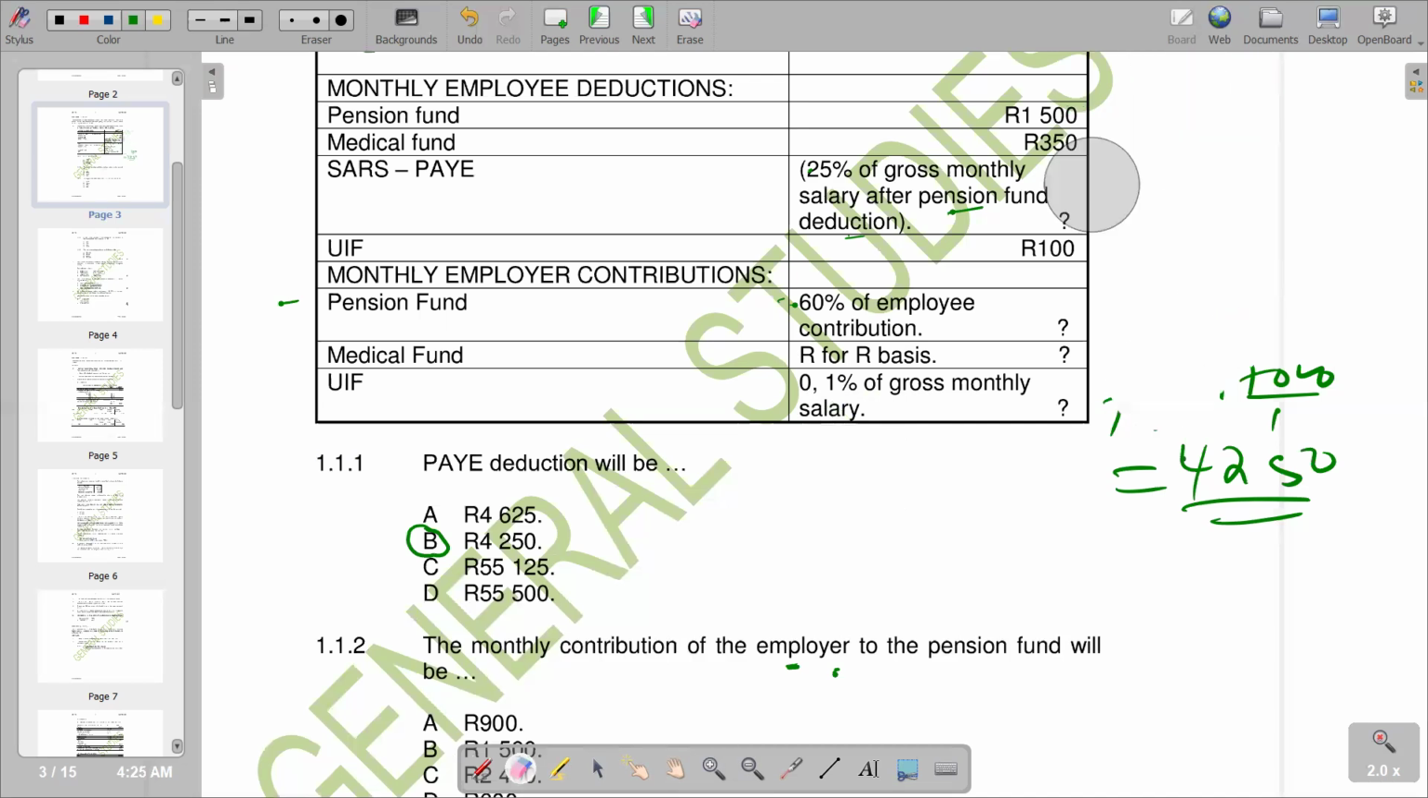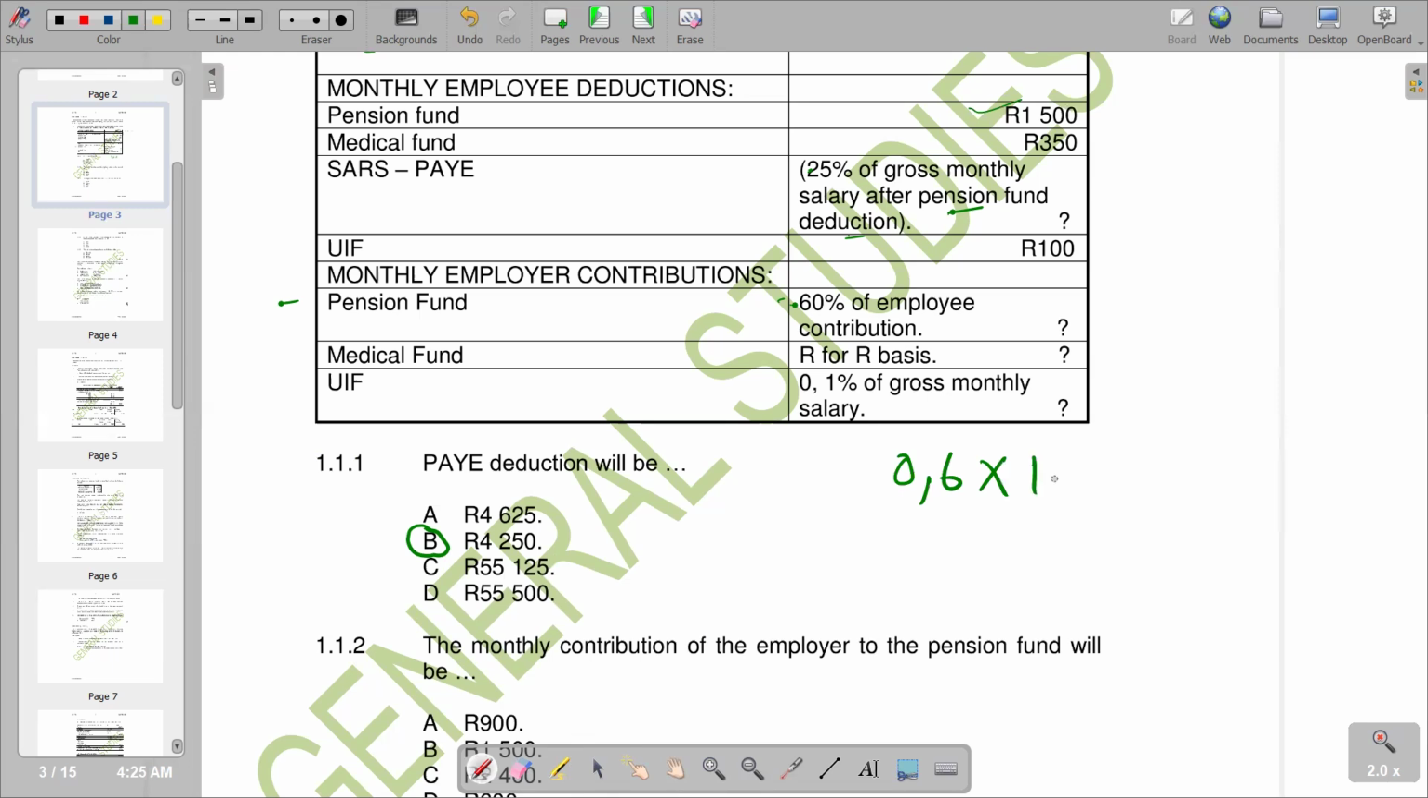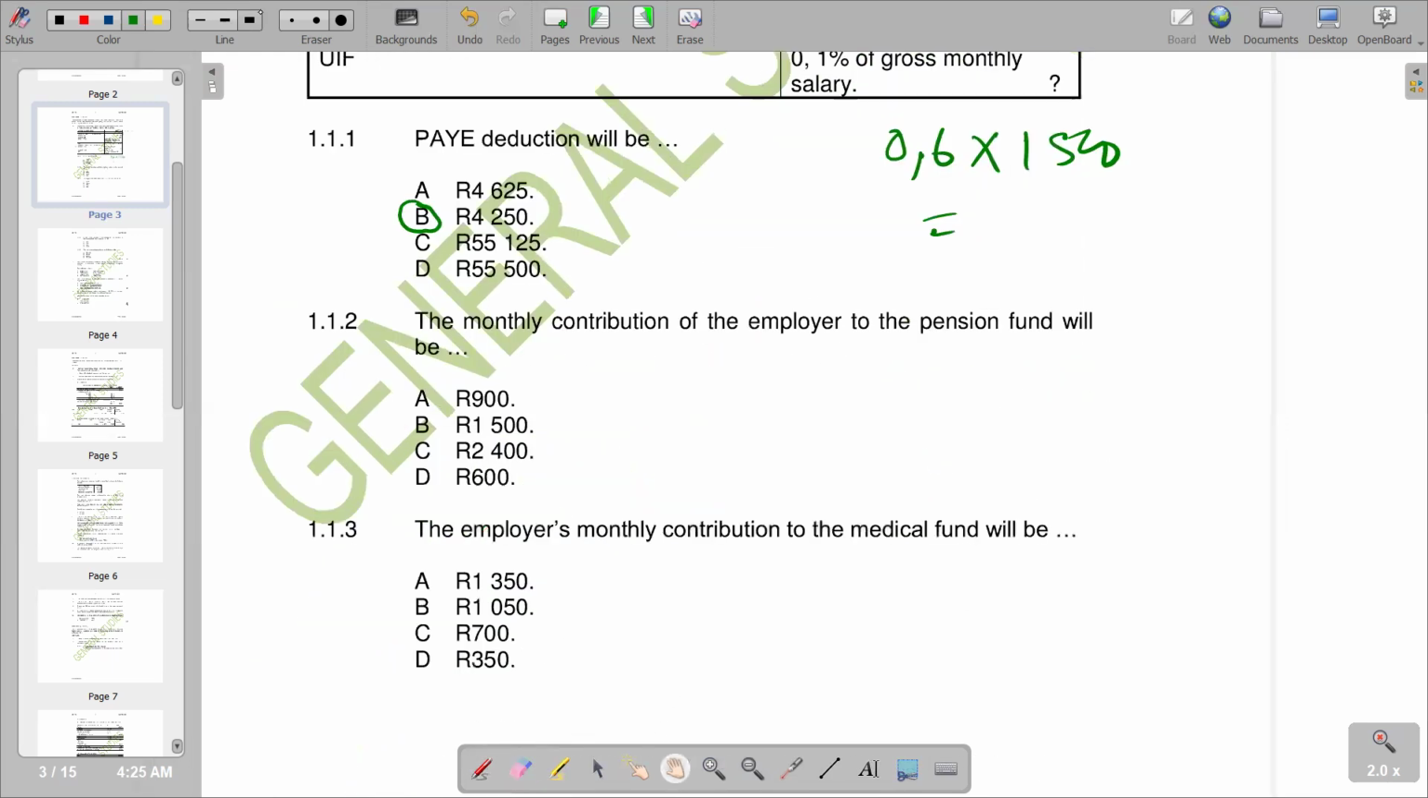Let's clear some space so that we can calculate. We have our employee pension fund contribution of 1,500 here. So we say 60%. 60% is 0.6 as a decimal, multiplied by 1,500. And you see what we get: 0.6 times 1,500 gives 900. If you check, you see that we have a figure of 900, which is here on A. So A is the correct answer.